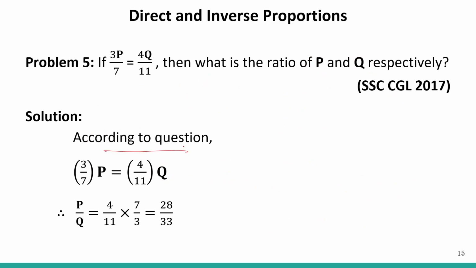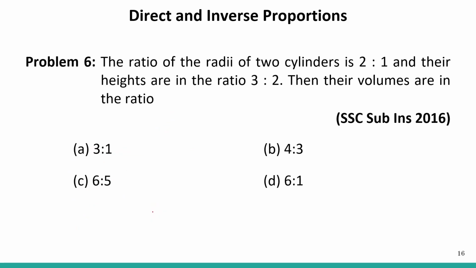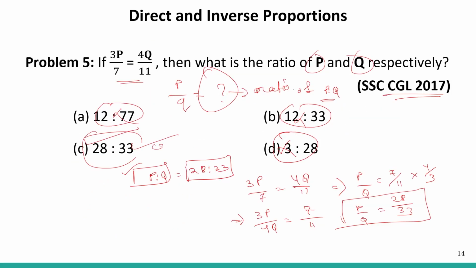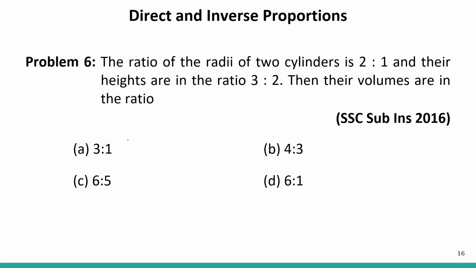According to the question, 3 by 7 P is equal to 4 by 11 Q. So P by Q will be 4 by 11 into 7 by 3, the reciprocal of 3 by 7, because it was on the left hand side. By going to the right hand side, it becomes the reciprocal. So this is 28 is to 33. So the answer will be 28 is to 33, as we have seen here. Correct answer.